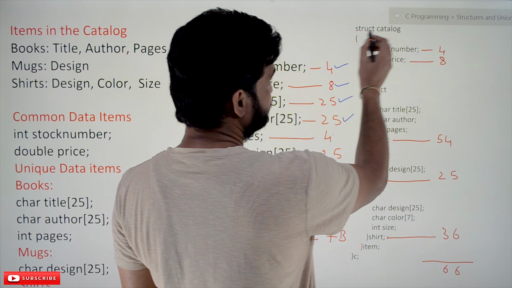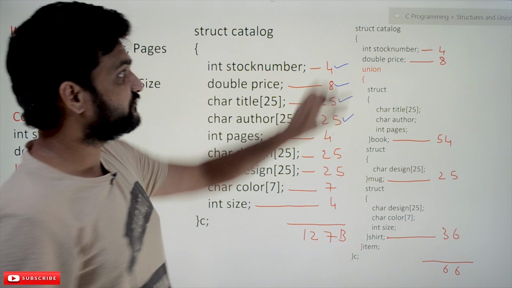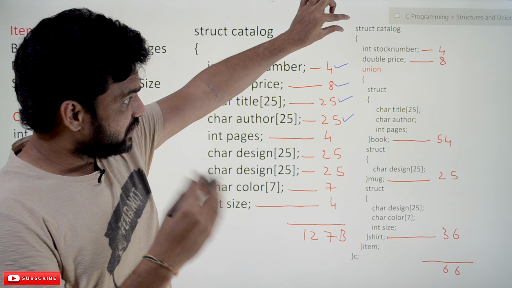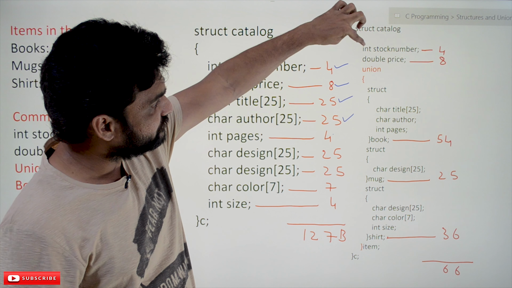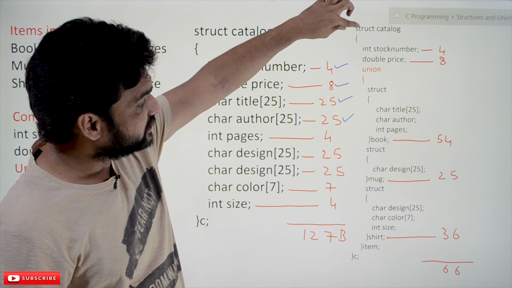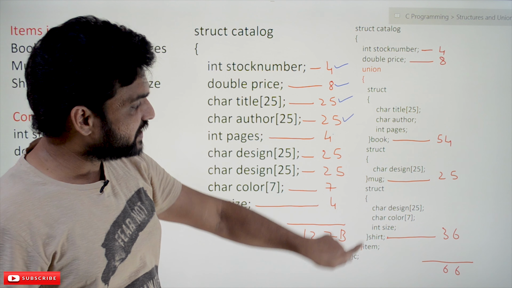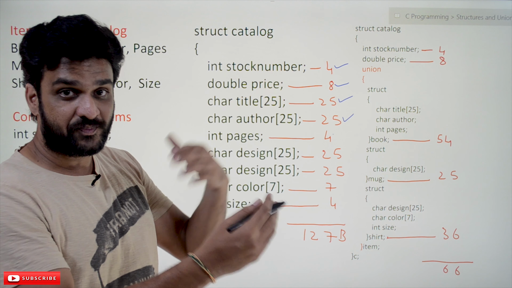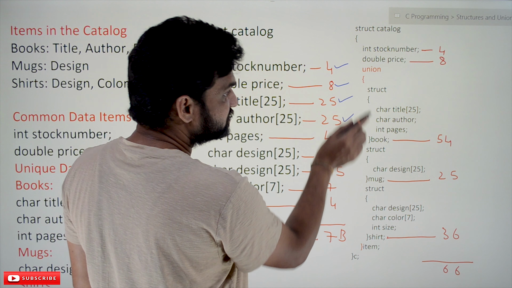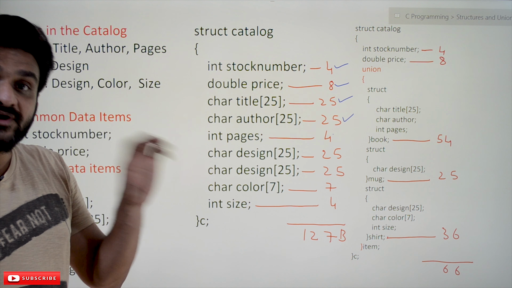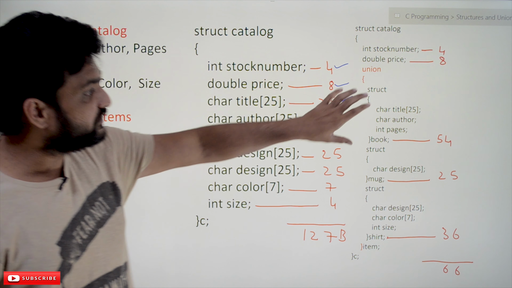So here in struct catalog, the common items are stock number and price. For the catalog design we have taken this structure, and within it we have the first data item, the second data item, and the third data item is a union. The red marked open and closed curly braces represent the union. Within this union we have 3 structures, because we are going to use only one among them.